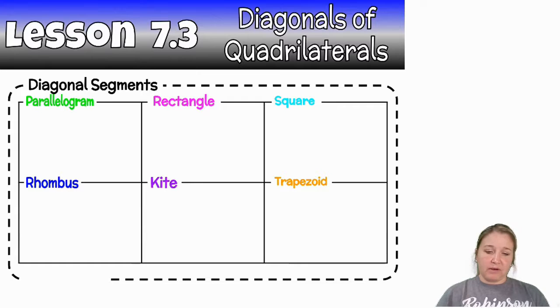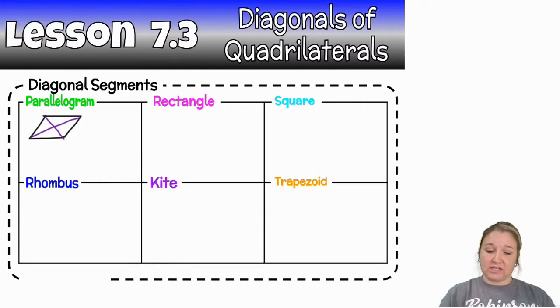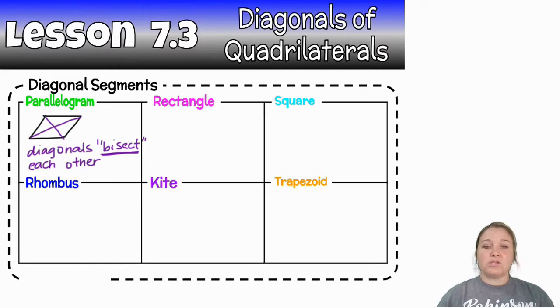So remember a parallelogram. We have two pairs of parallel sides. And so our diagonal here is going to go across and across here. What you need to know about these diagonals is that they are going to bisect each other. Whenever I talk about bisect, remember that means it's going to cut the other segment into exactly equal parts, exactly the same part.